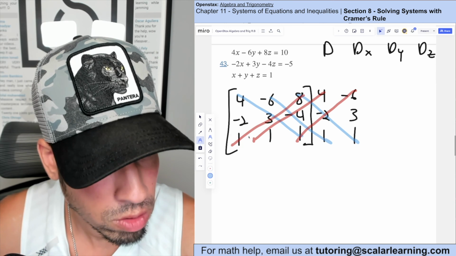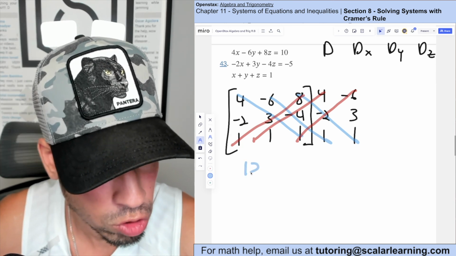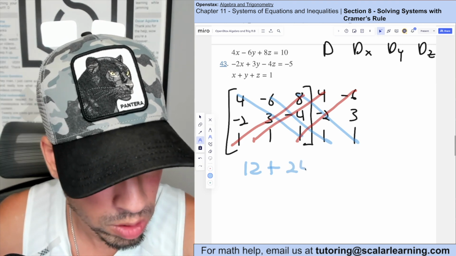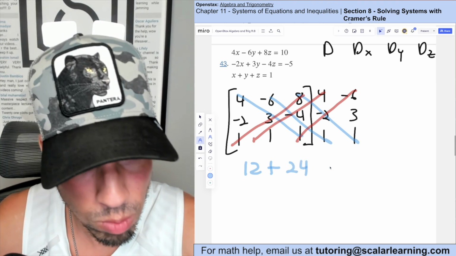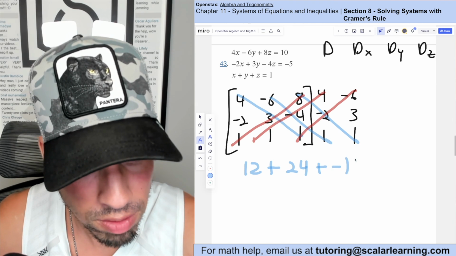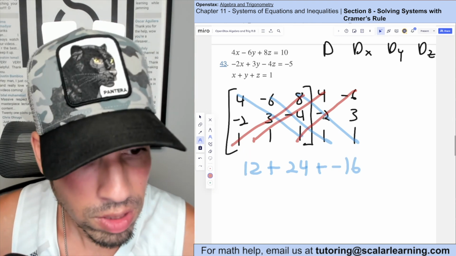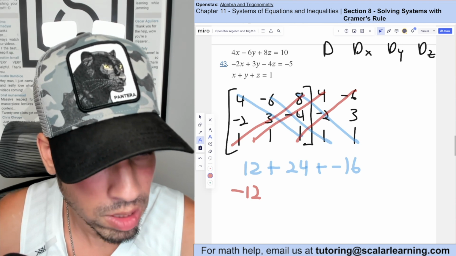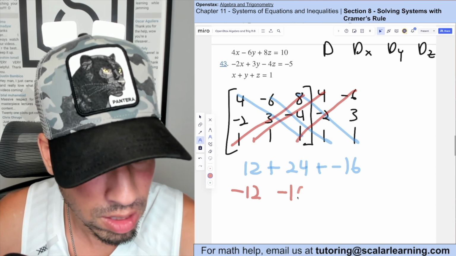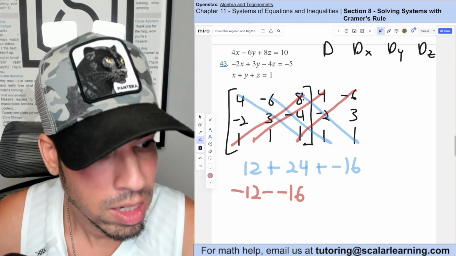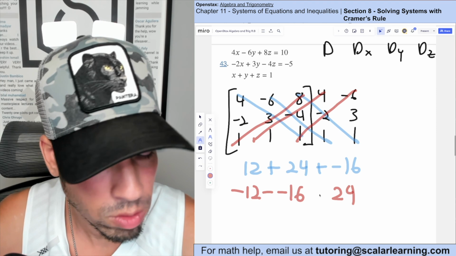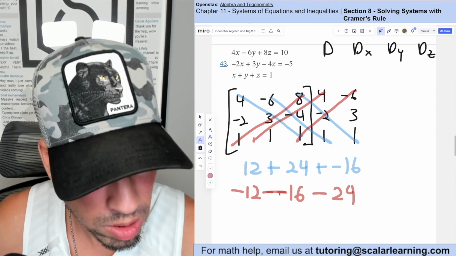All right, let's write it out. So first we have 4 times 3 times 1, which is 12, plus negative 6 times negative 4 times 1, which is 24. 8 times negative 2 times 1 is negative 16. Now for the reds. Negative 6 times negative 2 times 1 is 12, but again, we're minusing that. 4 times negative 4 times 1 is negative 16. Again, we're minusing that. And then 8 times 3 times 1 is 24, and we are minusing that.